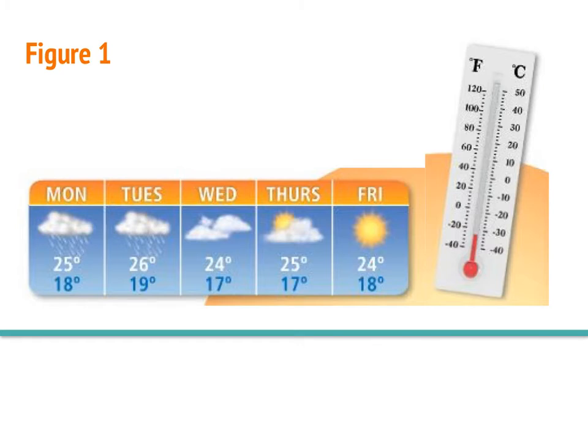Let's fill in the thermometer to show one of the temperatures in Celsius. I'm going to choose 24 degrees. So if I fill in my thermometer here up to about 24 degrees, this is going to be about 77 or 78 degrees Fahrenheit.